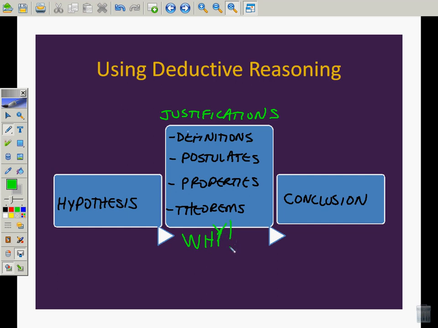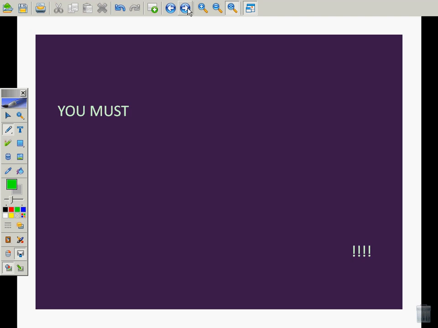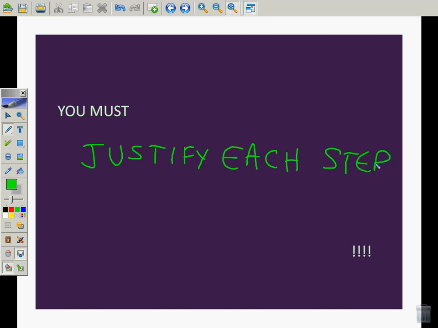Okay? We're using deductive reasoning in these proofs. We're putting things together to figure out what's going to happen. Let's look at a couple of examples. We need to remember that you must justify each step. I put it in its own slide because we have to give reasons why we do what we do. So, we have to give reasons why we're doing what we are doing.